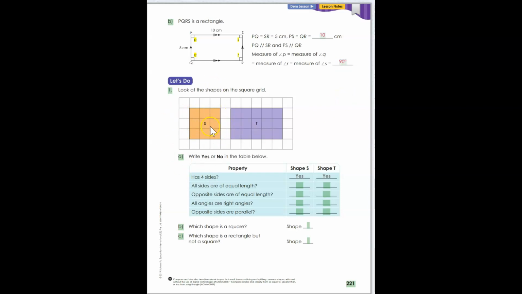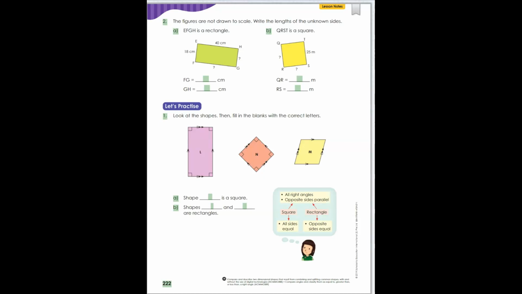Okay, there's your shapes. You've got an S and a T. Got lots of different questions. We're understanding the shapes in detail, learning the language of the shapes. So I need you to answer those questions to the best of your capability. Remember, Mr. K is coaching you. And let's have a look at the next page. There we go. Okay, the figures are not drawn to scale. Not drawn to scale, guys. Write the lengths of the unknown sides. Okay, so they've given you lengths and you have to work it all out for yourself.